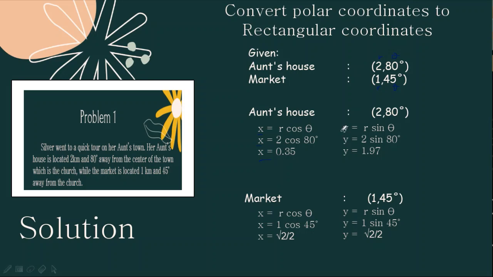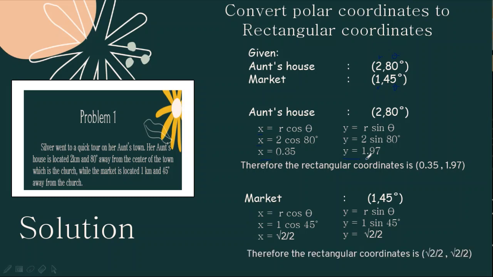Okay, now let's proceed to y. Y is equal to r sine theta. Again, our r is 2, then sine, then our angle theta, which is 80 degrees, which is we have y is equal to 1.97. So therefore, the rectangular coordinates of Ant's house is 0.35, 1.97.